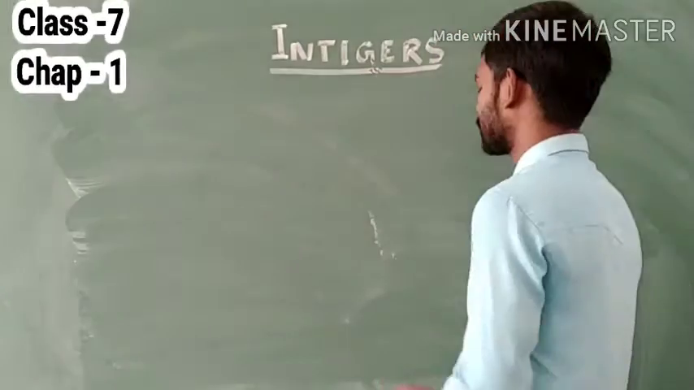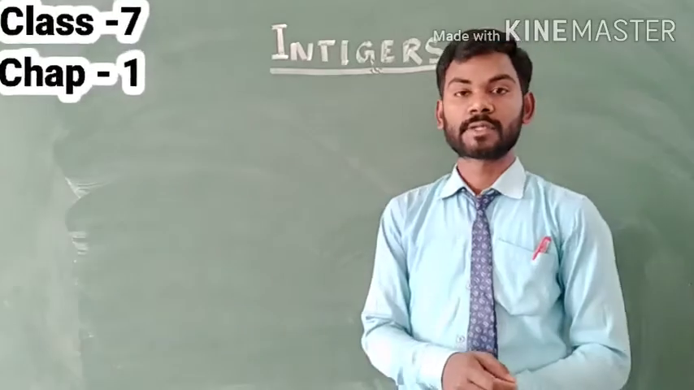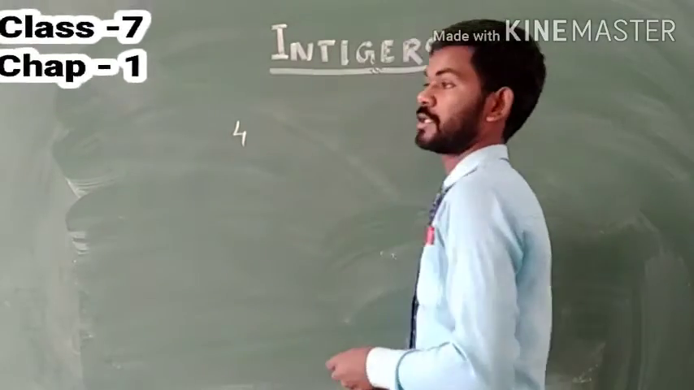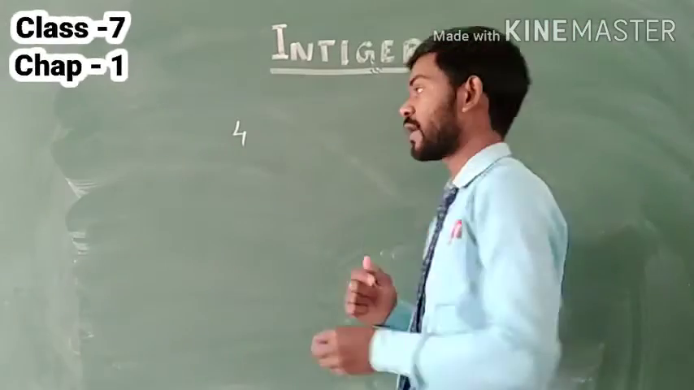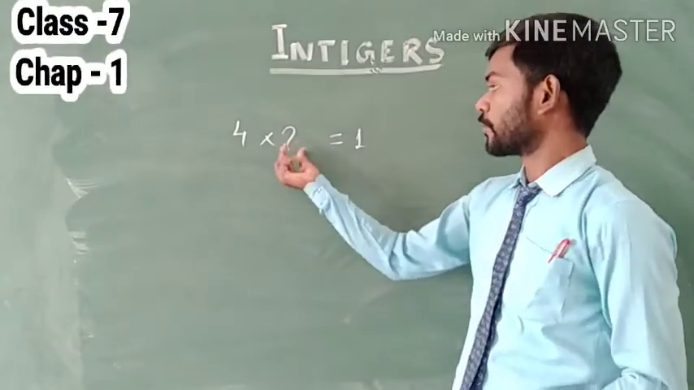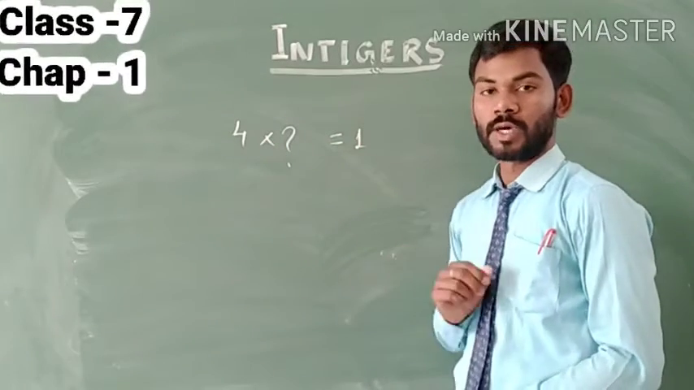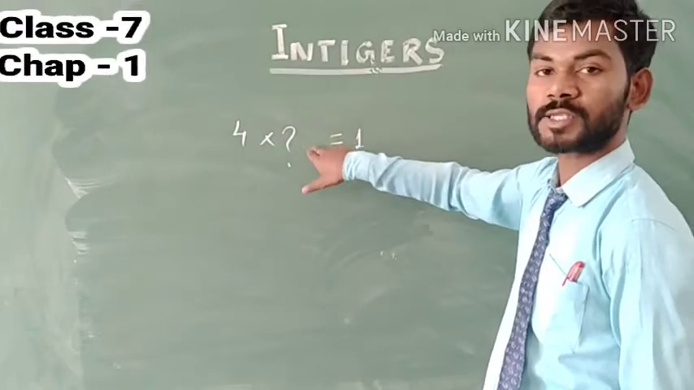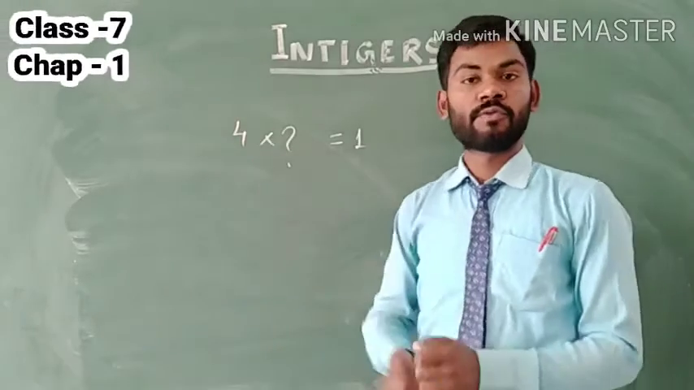As I told you in the previous class, the multiplicative inverse and the additive inverse. If we have a number, suppose 4, then the question arises: which number should we multiply by 4 in order to get the value 1? The unknown number that we have to substitute in place of the question mark will be the multiplicative inverse of 4.